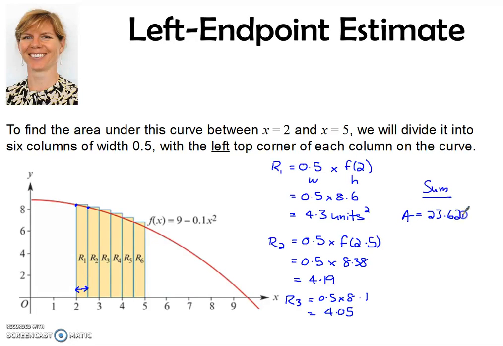23.62 units squared. Now you can see that that's going to be a bit of an overestimate, because we've got these little extra areas, all these little bits up here. It's not a lot, but it's a little bit, and so it's going to be a bit of an overestimate because this particular function is decreasing over that interval.